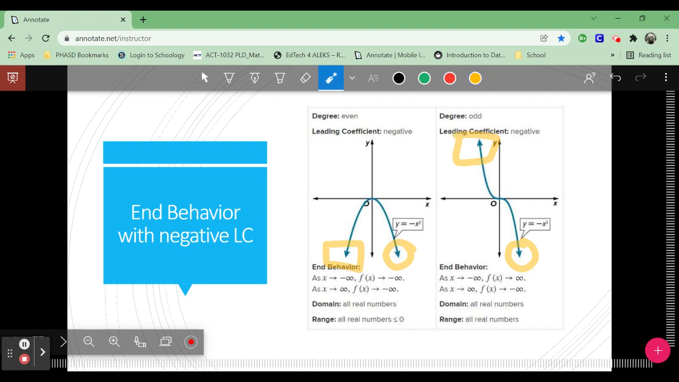And I would write that in end behavior. X goes to negative infinity, as it goes left, f of x approaches negative infinity. As it goes left, it goes down. X approaches positive infinity, f of x approaches negative infinity. As it goes right, it goes down. As it goes left, it goes up. As it goes right, it goes down. You've got to be able to read it and interpret it and write it in that notation for end behavior.